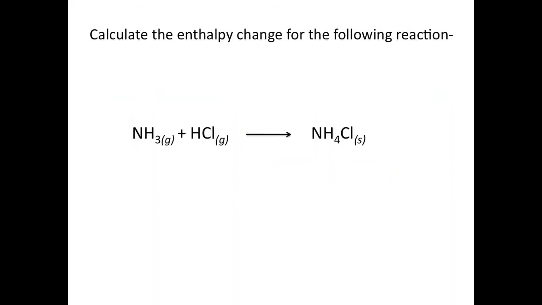Calculate the enthalpy change for the following reaction. Ammonia plus hydrochloric acid goes to ammonium chloride. The first step is to check that you have a balanced chemical equation.